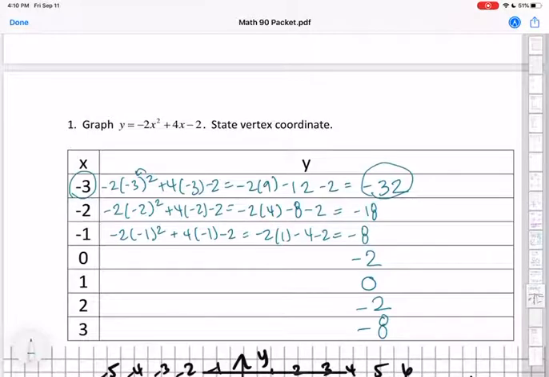Now, if I were to just graph these guys here, do you think that would be enough to give me a pretty picture of a parabola? I think so. I don't think I'm going to get any extra benefit for making my graph go all the way down to negative 32.